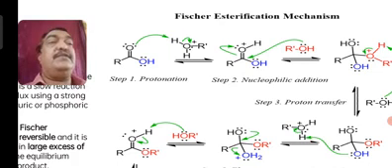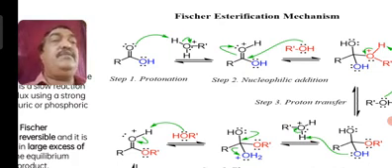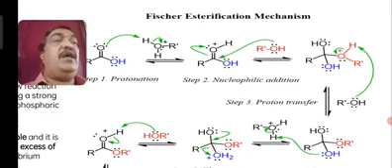Therefore, you can see the proton of ROH shifts to the oxygen and makes oxygen plus, RC double bond OH. And in the next step, what happened? The alcohol molecule attacks, and you will get R-OH-OH-OH-R'. Okay, so this is the situation.